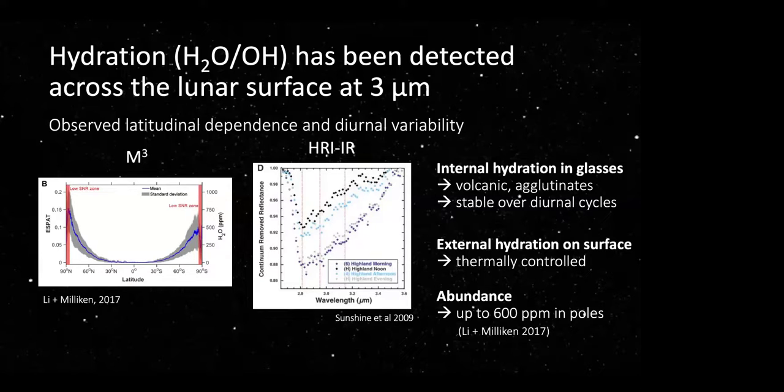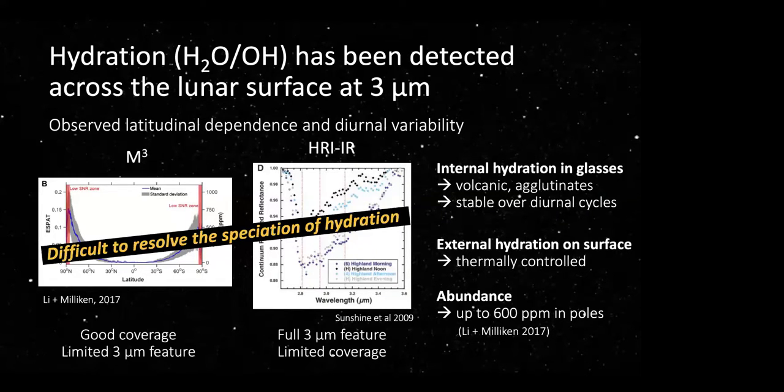And there's upwards of about 600 parts per million water in the polar regions. But despite all we know about the hydration on the surface through these 3 micron observations, it's really difficult to resolve the speciation of the hydration on the moon. And this is for a variety of reasons, in part because M cubed has near global coverage, but we're not able to resolve the full 3 micron feature. We're really only catching just the beginning of that 3 micron absorption feature.